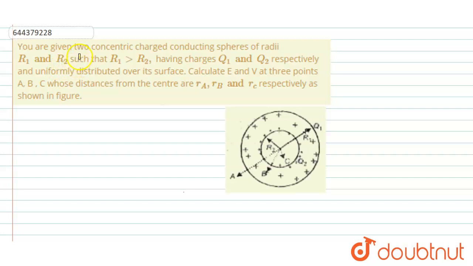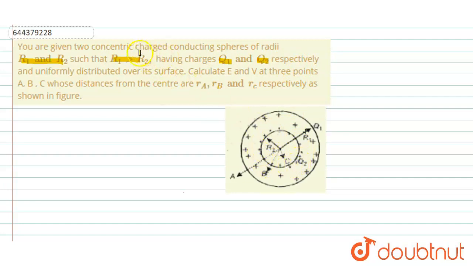Hello everyone, let us try to solve the given problem. The given problem states you are given two concentric charged conducting spheres of radii r1 and r2 such that r1 is greater than r2 and having charges q1 and q2 respectively. So here you can see that this is a conducting sphere. It has charge q1 uniformly distributed over its surface.